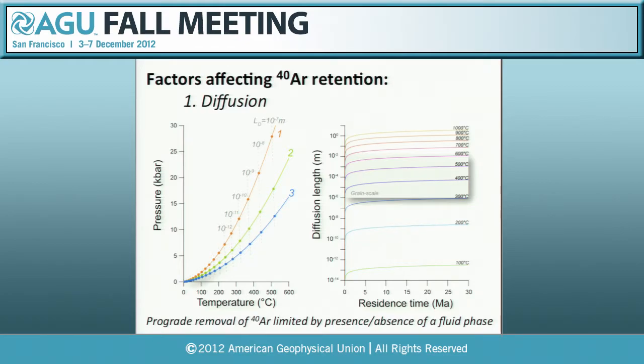Similarly, we have diffusion length scale here as a function of residence time and temperature. And we need temperatures in excess of 500 degrees C and residence times over 5 million years in order to effectively remove argon, inherited argon, from mica grains on millimeter scales, so typical grain length scales that we see. So if we're going to remove argon from a subducting rock, it's critically going to depend on the presence or absence of a fluid phase, which not only increases the speed of diffusion, but also advances dissolution reprecipitation.